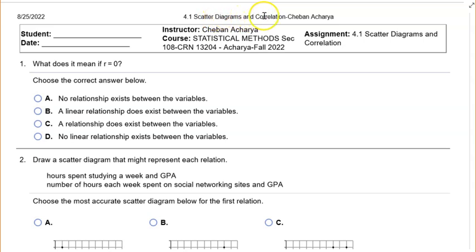Again, in this video, I'll do the homework from section 4.1, which is scatter diagrams and correlations. First question is about the definition. What does it mean if R equals 0? Notice that R is called the correlation coefficient.